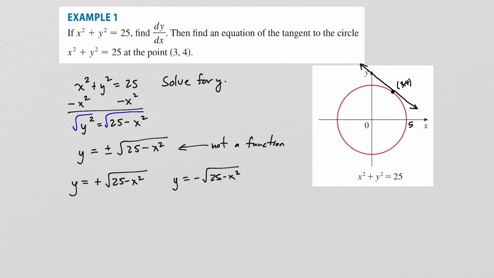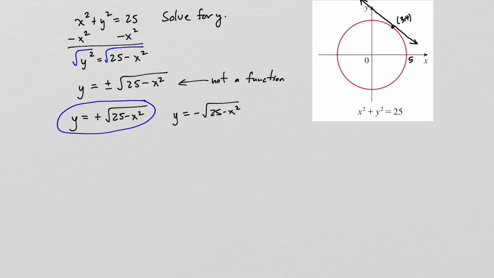And just for clarity, the positive half of the function represents the half of the circle that is above the x-axis. And the negative half of this function represents the half of the circle that is below the x-axis. So if we're looking for the equation of the tangent line at the point (3, 4), we are looking at the top half of the circle, which means we are interested in this function.